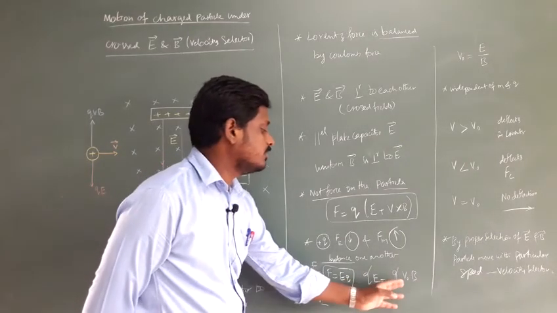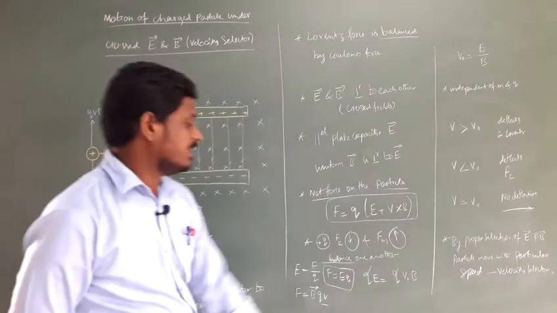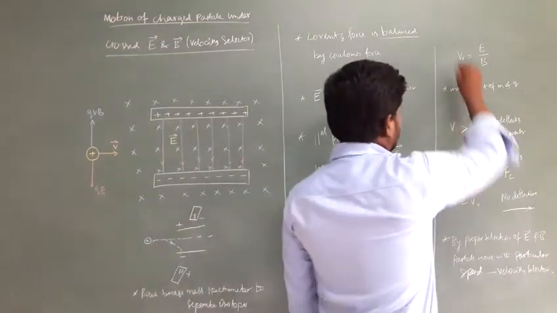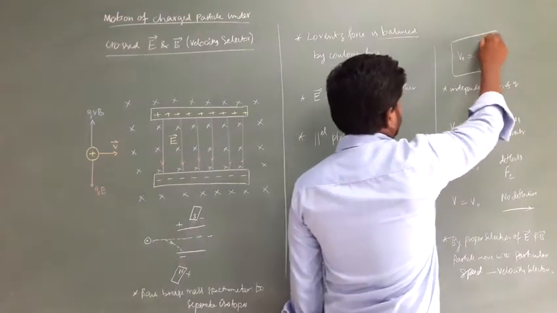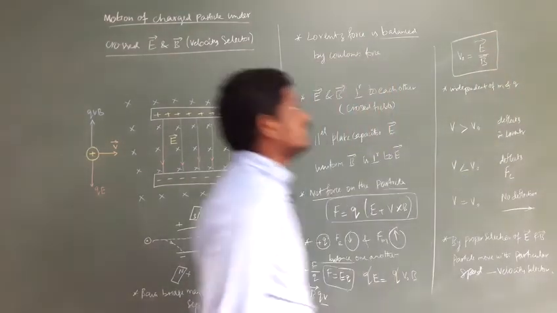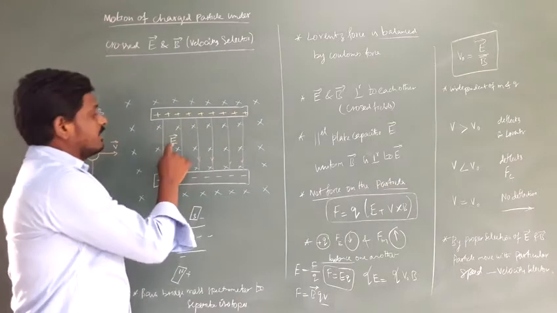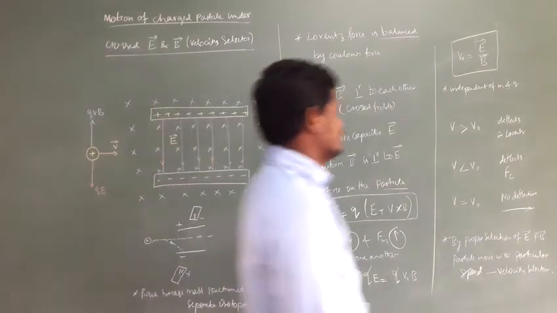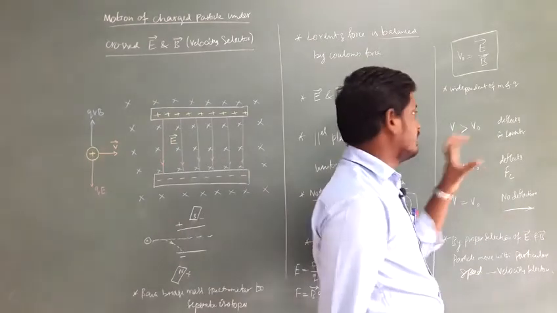QE is equal to QV0B. V is the velocity. So Q and Q cancel. Just rearrange, so velocity v is equal to the electric field divided by the magnetic field. We already know the values of the electric field and magnetic field. What is the velocity of the charged particle? From this we can fix that velocity.